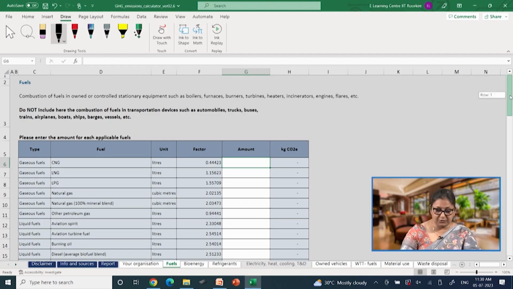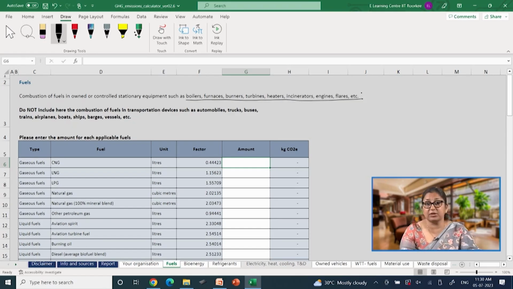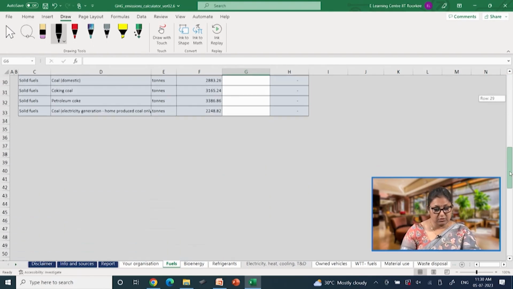But the first thing that we are accounting for here is the fuel that is used specifically in owned or controlled stationary equipment. So, we are not talking about the combustion of fuels in transportation devices, because that is mobile combustion. Here we are talking about stationary combustion, in equipment such as boilers, furnaces, burners, turbines, heaters, incinerators, etc., which means that it is going to go in scope 1. So, the fuels used in such stationary equipment are what we have to report here.